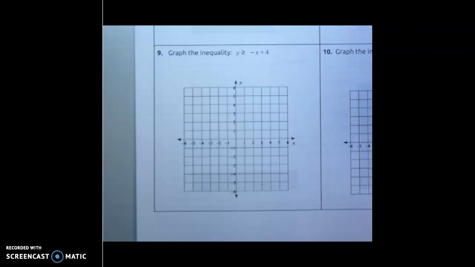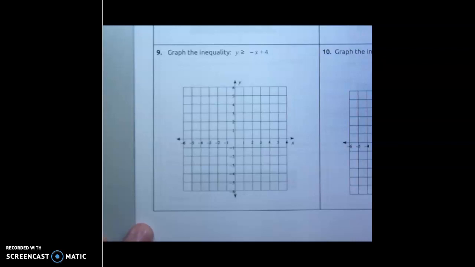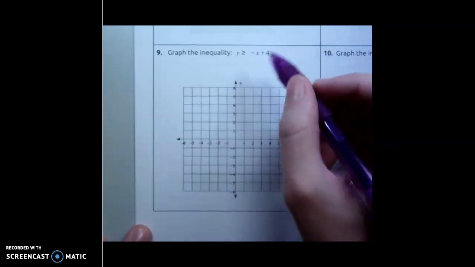Hey guys, this video is for questions 9 through 12 of the fall semester review. So we have some graphing inequality questions that we're going to be looking at. First, we're going to look at number 9.